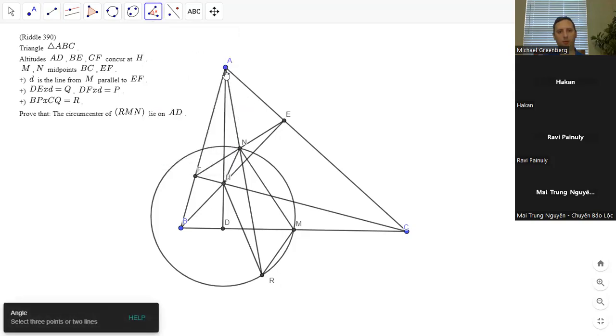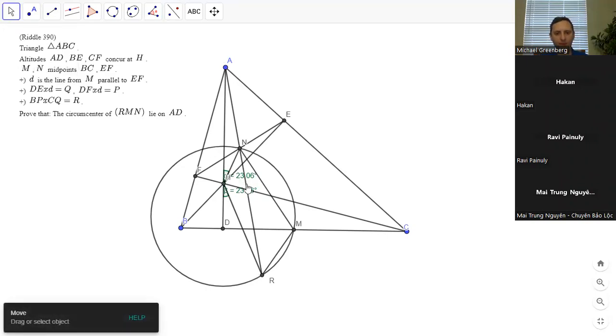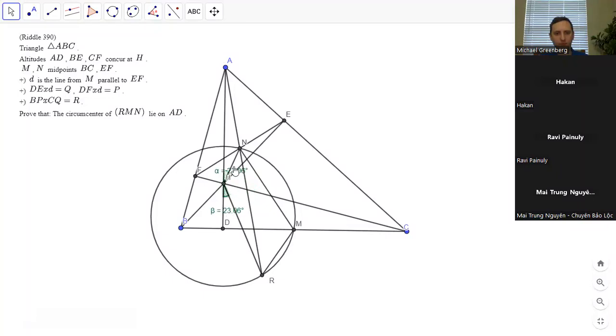So this angle equals this angle. So these two triangles are similar, so HR is a symmedian of triangle BHC. So basically we're saying let the symmedians of BHC and BAC intersect at R.